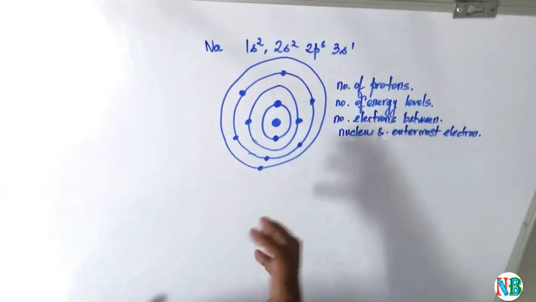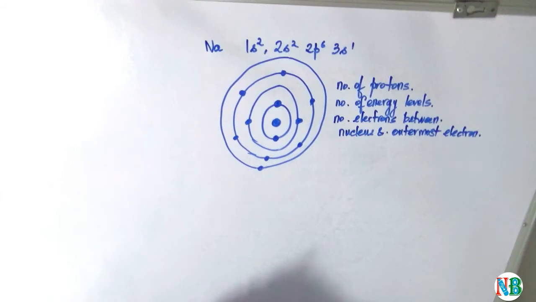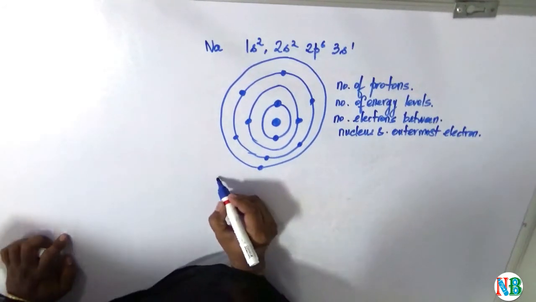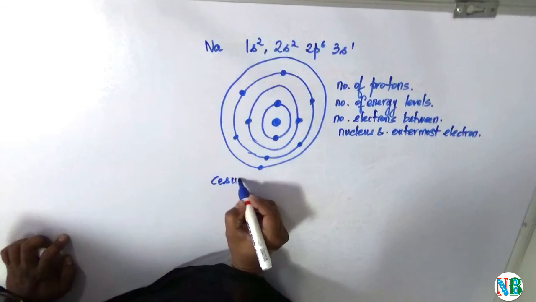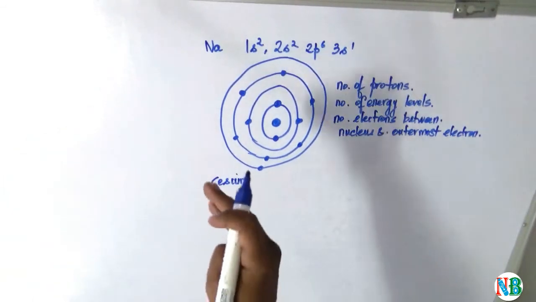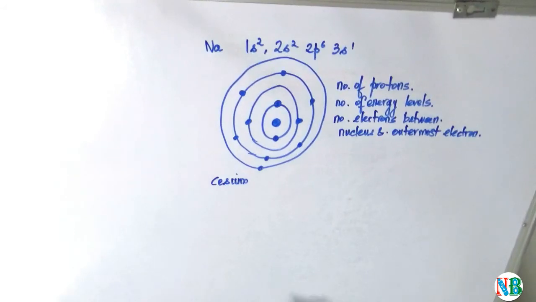Now this shielding force, I will show it with another orbit, with another element. You have the element cesium. Cesium comes next in the group of sodium. Okay, so sodium is on top and cesium comes below.